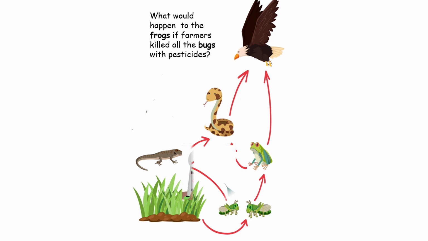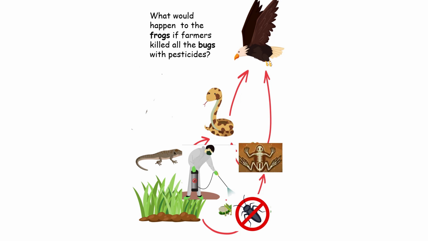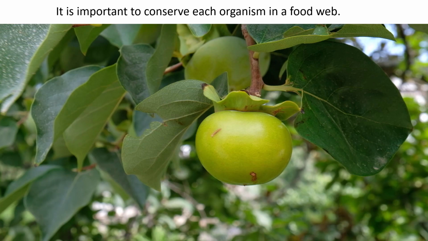We can show this. What would happen to the frogs if farmers killed all of the insects or bugs with pesticides? What do you think would happen to the frogs? Well, the frogs would have nothing to eat. So the frogs would die, and this shows the interdependence of the food web. All of the organisms are linked. If you remove one, the rest of the web could possibly collapse.